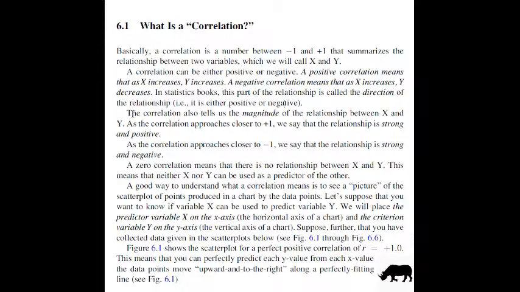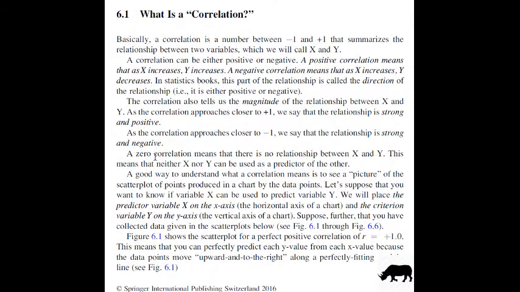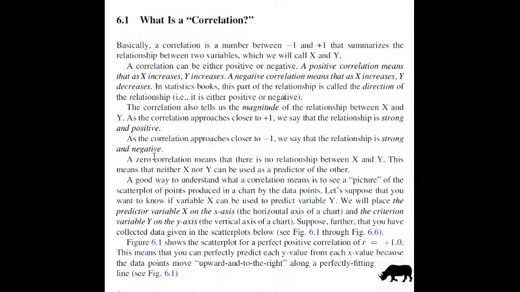As the correlation approaches closer to +1, we say that the relationship is strong and positive. As the correlation approaches closer to -1, we say that the relationship is strong and negative. A zero correlation means that there is no relationship between x and y. This means that neither x nor y can be used as a predictor of the other.